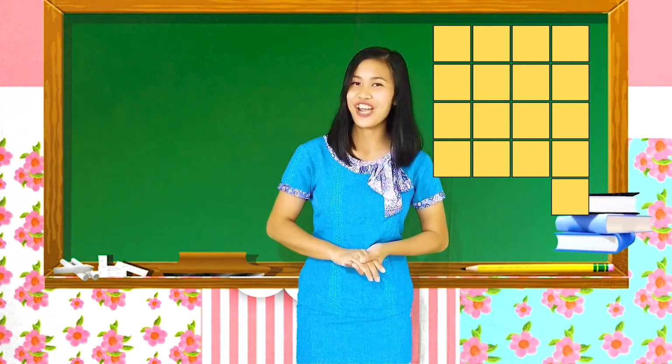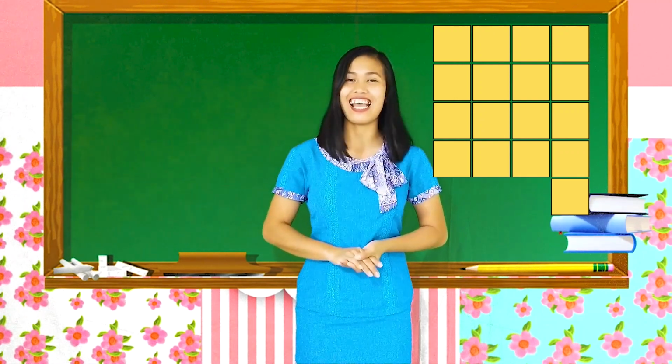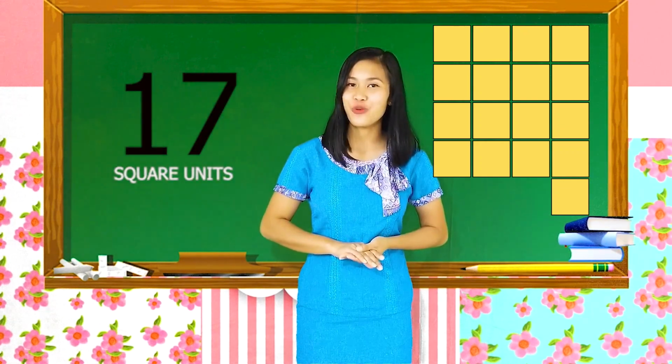Now for the last one. Find the area of this shape. How many squares did you count? Very good, 17. So what is the area of this shape? 17 square units. What a good math magician you are!